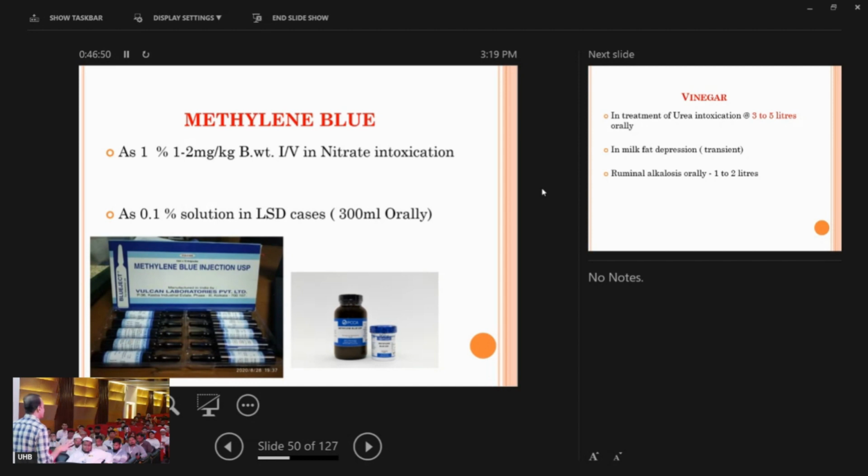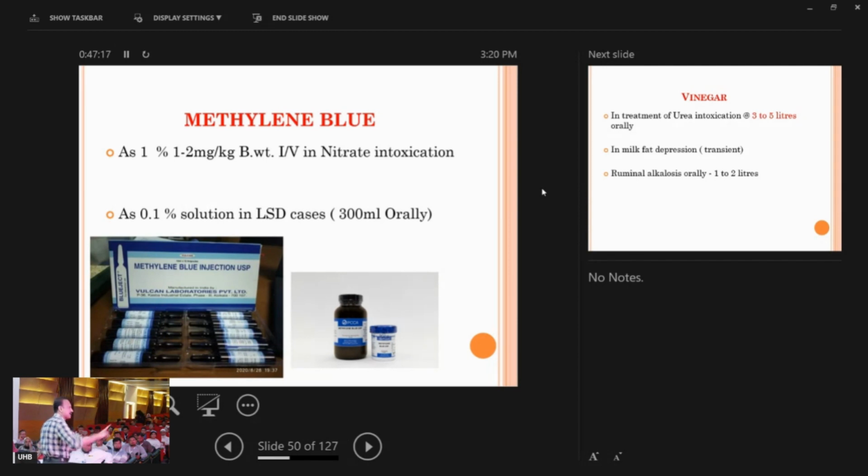Nitrate poisoning occurs in farm animals mainly due to well water or sewage water, or fodder irrigated with sewage water. The fodder contains a large amount of nitrate. So when the animal consumes the fodder, it will immediately develop respiratory distress and diarrhea. Sometimes the mucous membrane will become chocolate brown in color. These are indications of nitrate intoxication.